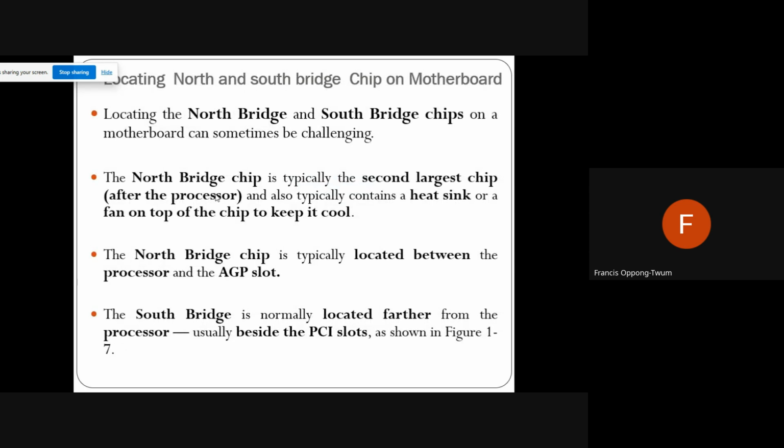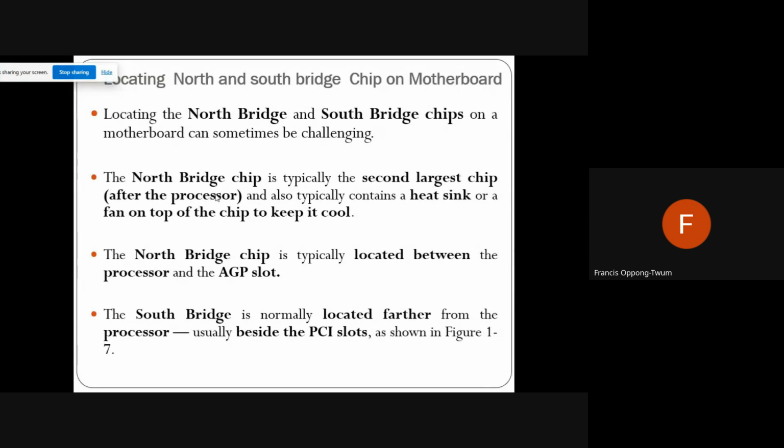So how can you locate the north bridge and the south bridge on a typical computer motherboard? Sometimes it can be challenging, but it shouldn't be at all. Any motherboard that you take is going by that logic. If you want to locate the north bridge chip, it is regarded as the second largest chip. At the onset of the lecture, I said that the largest chip on the motherboard is the processor.